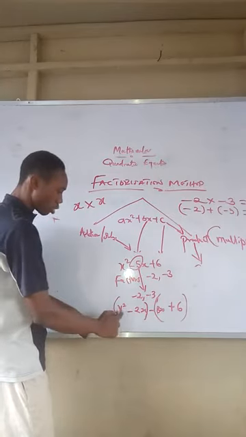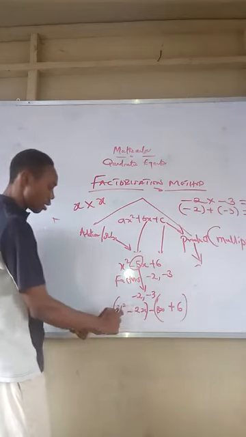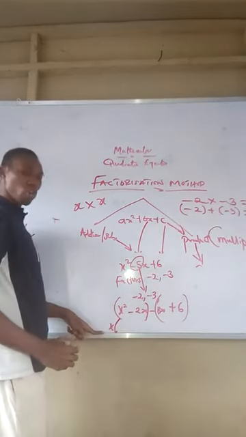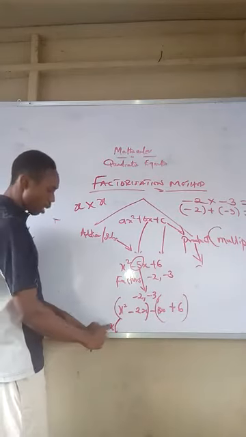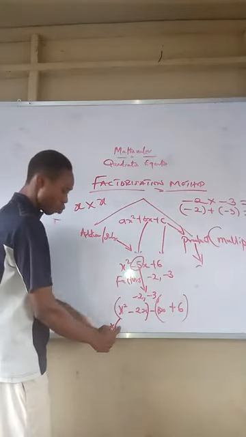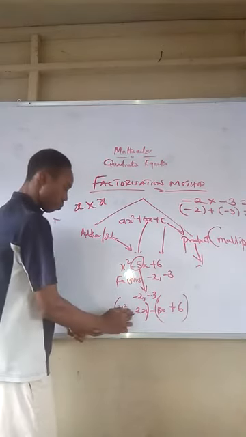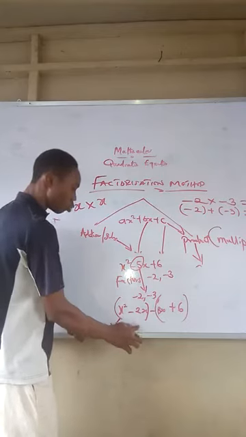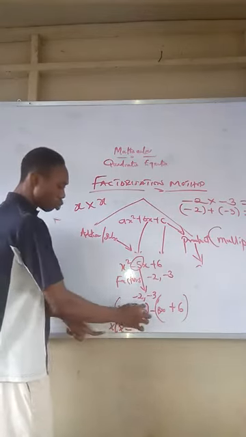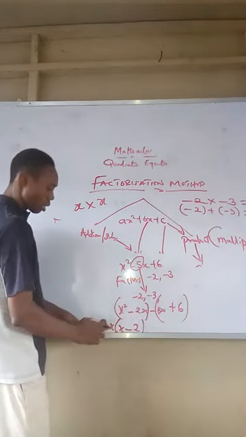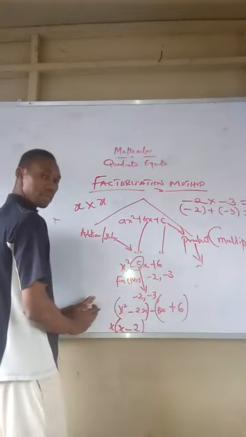Ask yourself, what is common to the two of them? You have x here, you have x here. Since x is here, bring that x out. So if you take 1x out, ask yourself, x times what will give you x squared? We have x. X times x, x squared. Minus x times what will give you 2x? Since you have 2x, what are you going to multiply x with that will give you 2x? It is 2, because x times 2 is 2x. Now, this side is simplified.